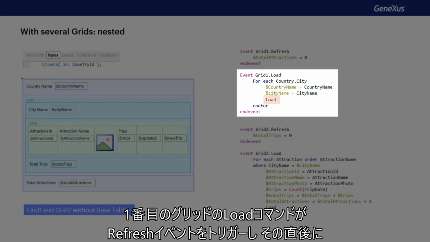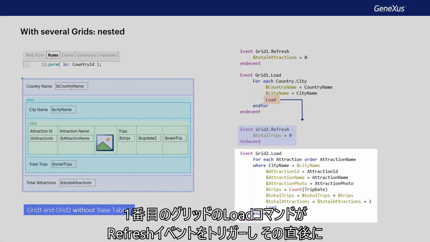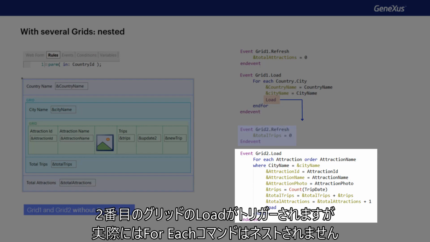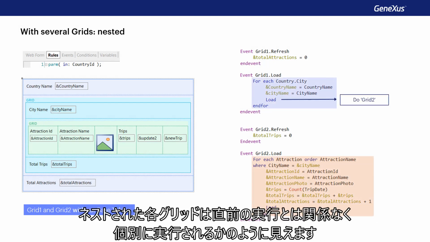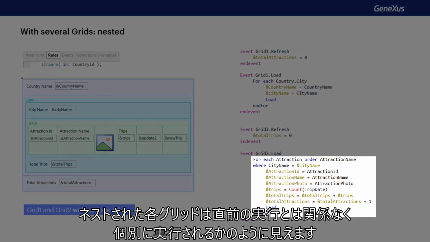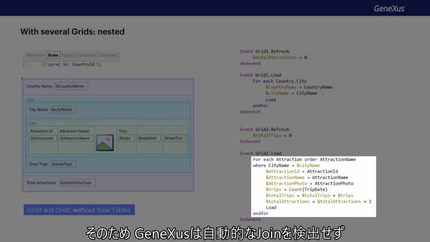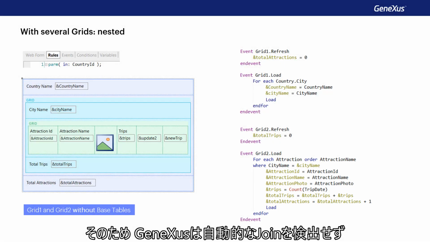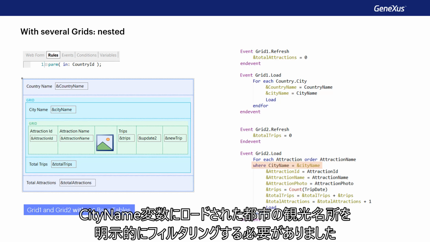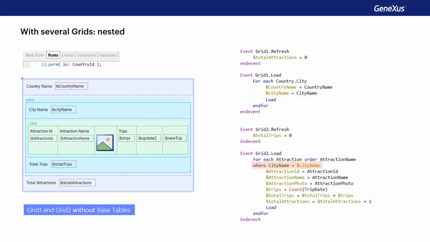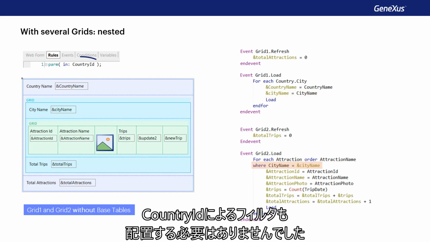Even though the load command of the first grid triggers the refresh event, and immediately after that the load of the second grid, it doesn't really nest the for each commands. It's as if a subroutine were invoked, as if the for each of the nested grid were executed in isolation. That's why GeneXus is not finding an automatic join, and we had to explicitly filter the attractions of the city that was loaded in the city name variable, which was loaded by the load event that invoked the load of the nested grid. We didn't also have to place a filter by country ID because it's instantiated in the parameter.